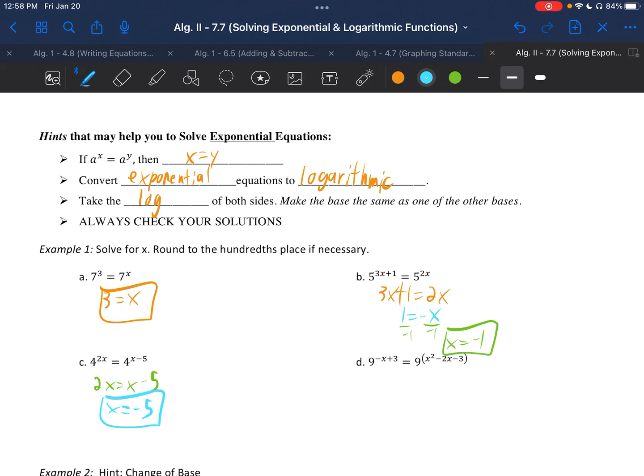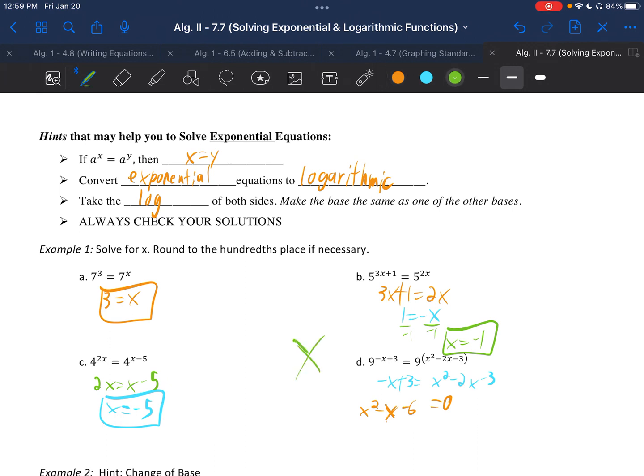Next one, since their bases are both 9, negative x plus 3 is equal to x squared minus 2x minus 3. This one's going to get a little more complex where we have to set it equal to 0 and factor. So I'm going to add x and subtract 3 from both sides and move these over. I'm going to put 0 on the right. So I get x squared minus x minus 6.